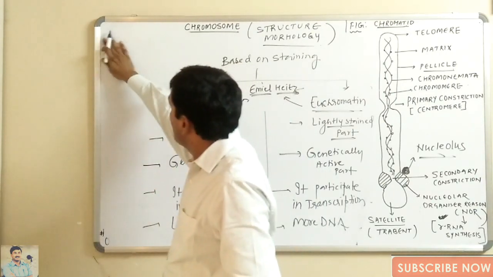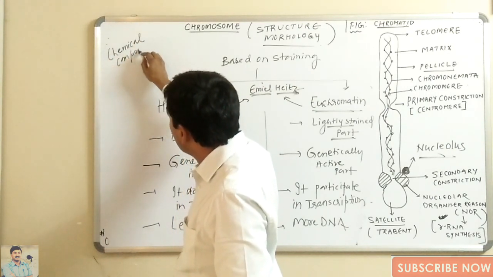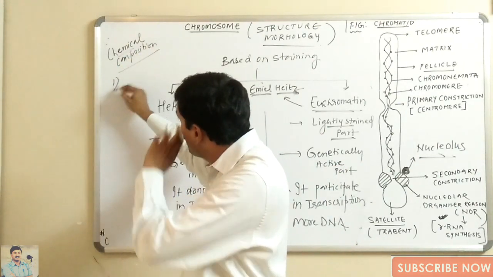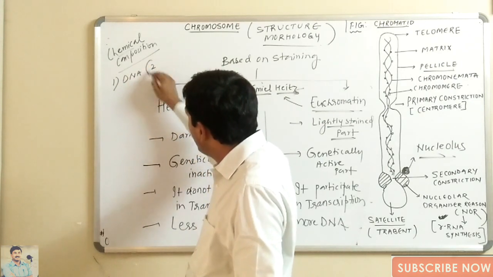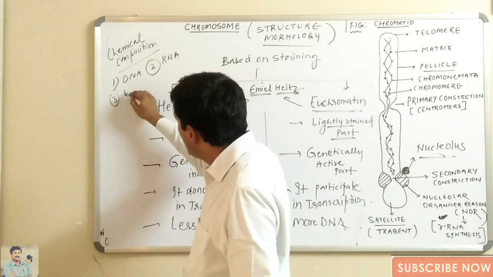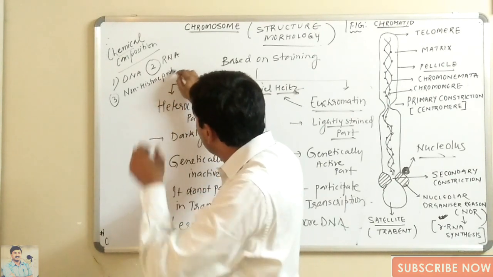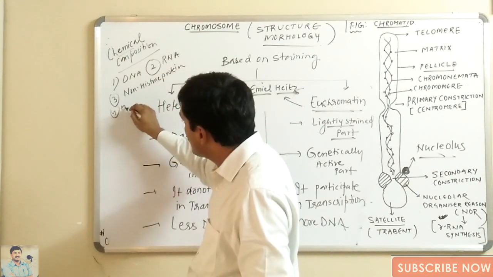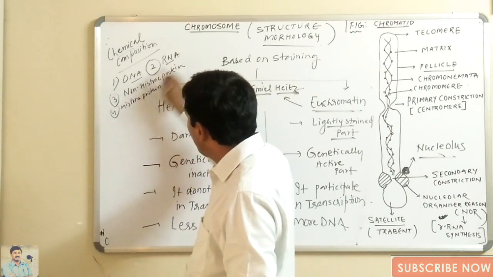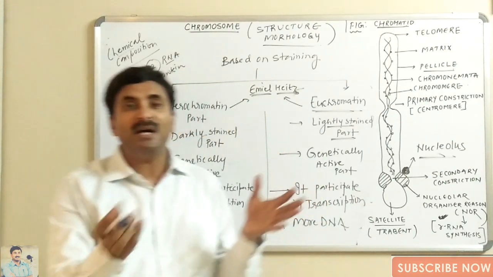At the last, what is the chemical composition? If somebody asks you what the chemical composition of the chromosome is, that chromosomes are made of what? You must know that chromosomes are made of DNA. They also have RNA, non-histone protein, and histone protein. So they are made of DNA, RNA, non-histone protein and histone protein. So students, this was the description of the chromosome.